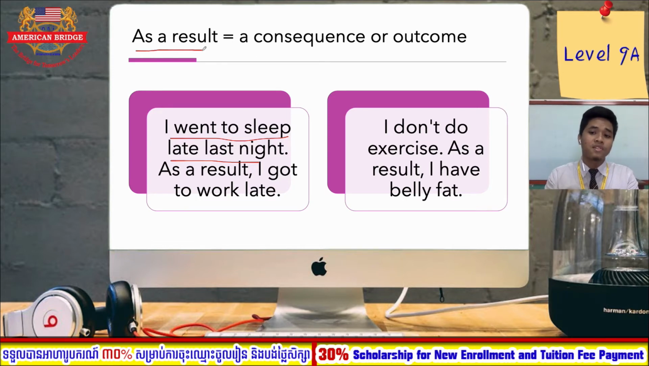I don't do exercise. As a result, I have belly fat, which is the effect. So I don't do exercise is the cause, and the effect of not doing exercise is that you get a lot of fat in your body.